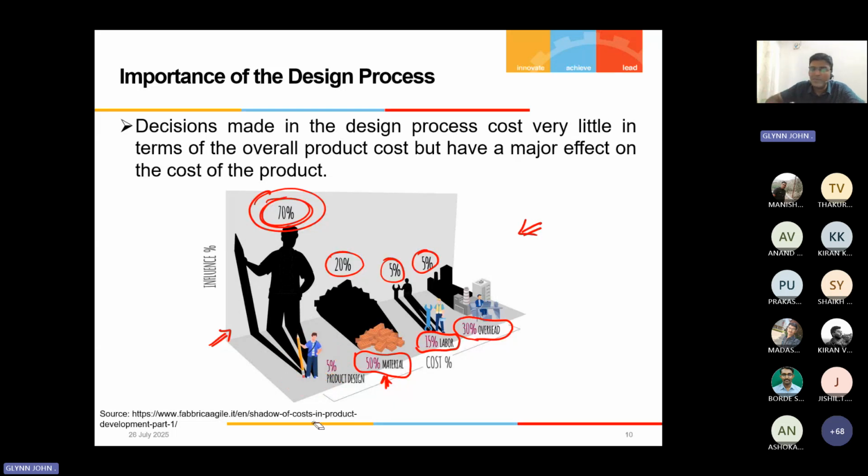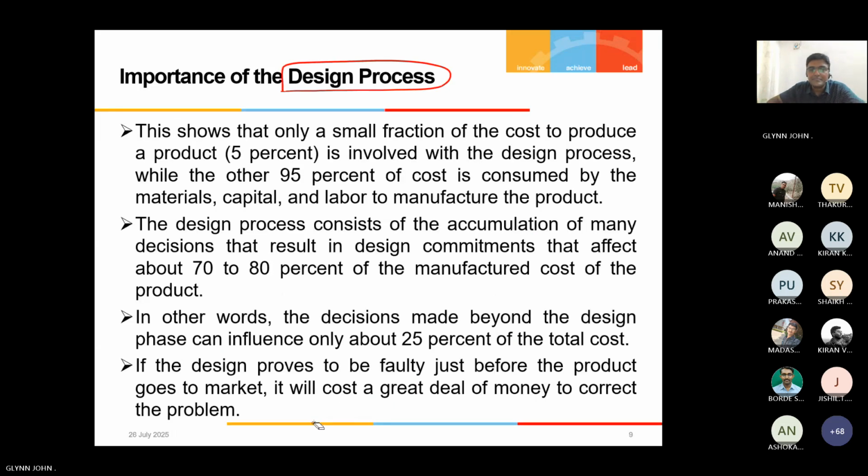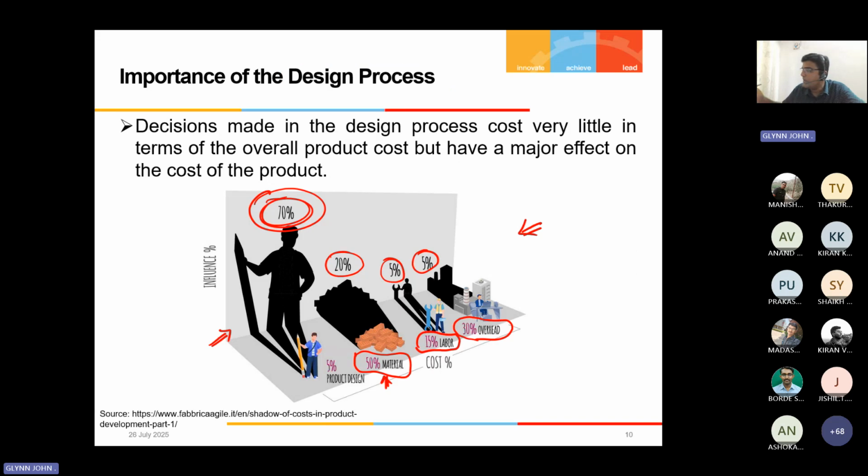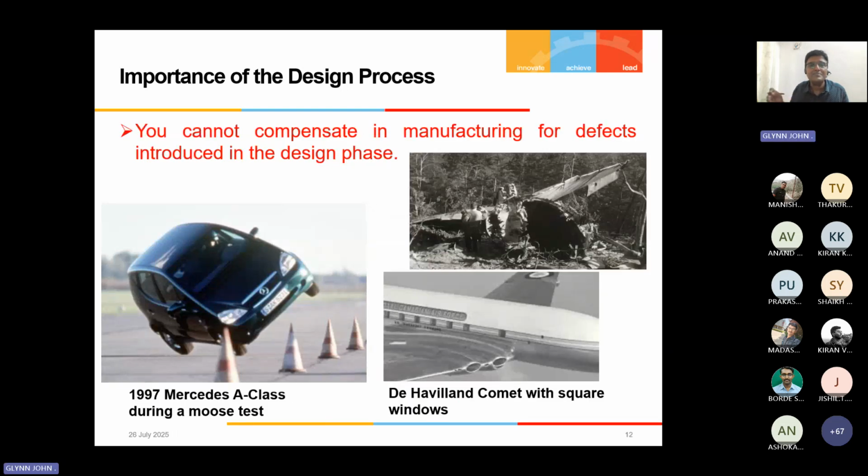That's what is mentioned in the previous slide, right? Whatever is mentioned in the previous slide is given as a picture here. So design has a very large impact, even though the amount that you spend for design alone is very, very small, right? So there are some examples here. Importance of the design process.